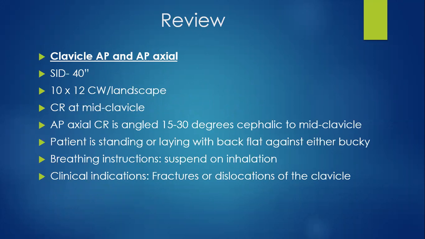The AP axial view is going to have a central ray angle of 15 to 30 degrees cephalic, still centered at mid clavicle. Take note in your book as to why there's a range of 15 to 30. It's dependent on body habitus. And note what you would use for each body habitus when you're making your matrix.